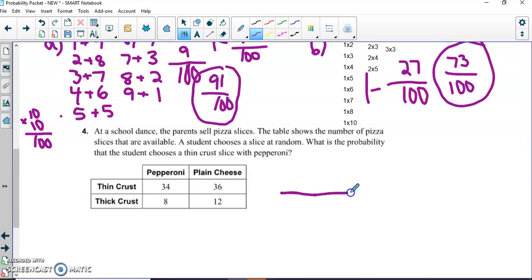Okay, so probability is what we want over everything we can get. So what we want is a thin crust slice with pepperoni. Well, if I look on here, thin crust with pepperoni is going to be right here, right? So that means that my top is going to be 34. Now everything I can get would be all the pizza, right? So there's a whole bunch of pizza on this table. So I would have to add those up to see the total. So 34 and 36 is going to give me 70. 12 and 8 is 20, so 70 plus 20 is 90. And then I can go ahead and simplify that to 17 over 45.